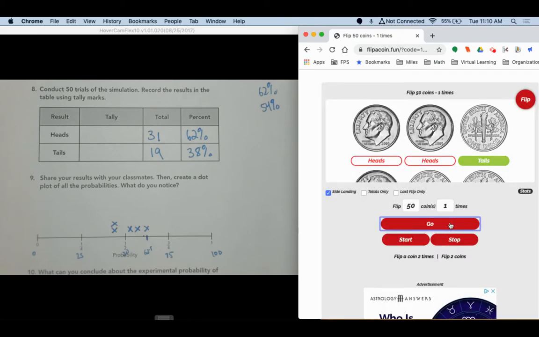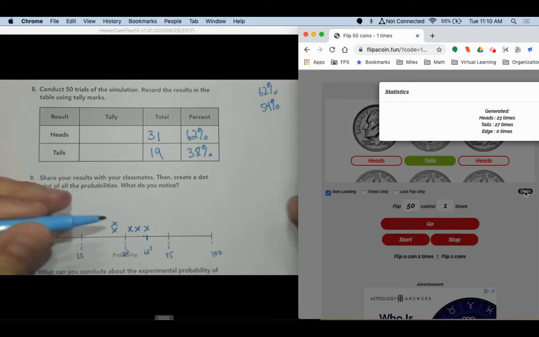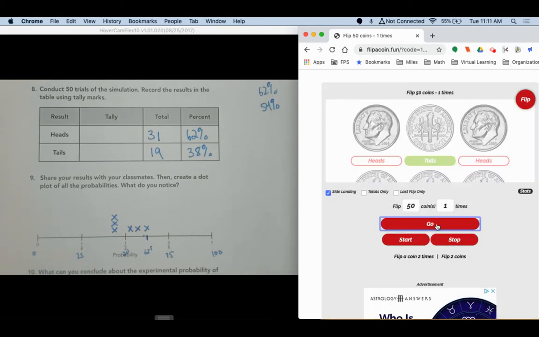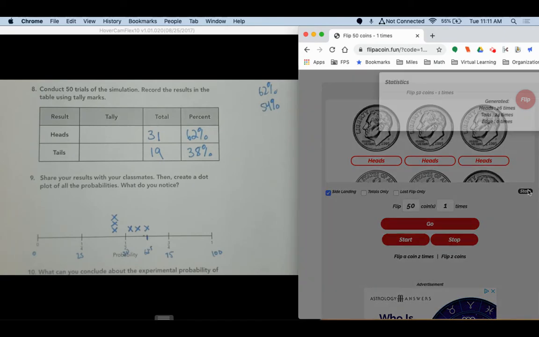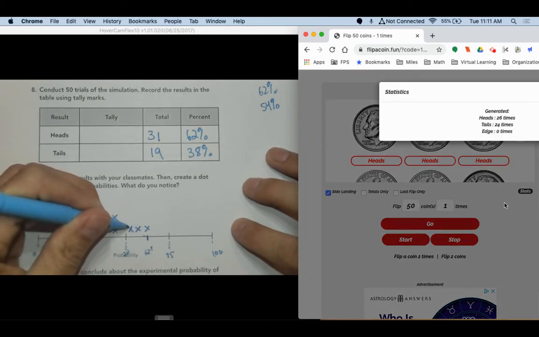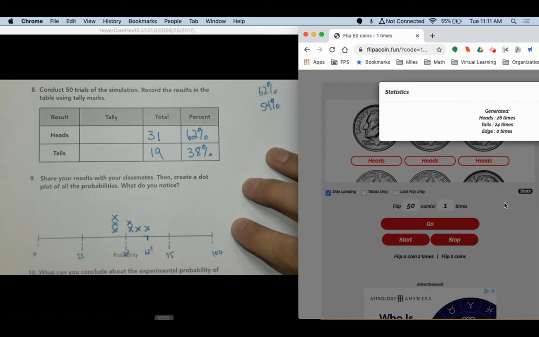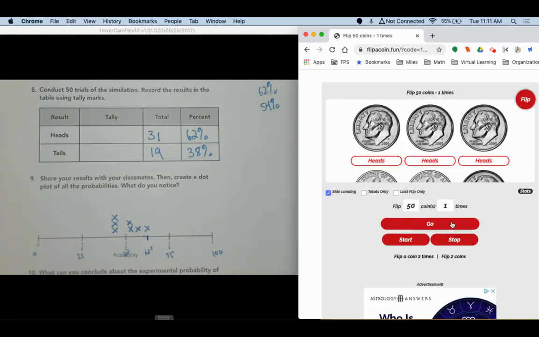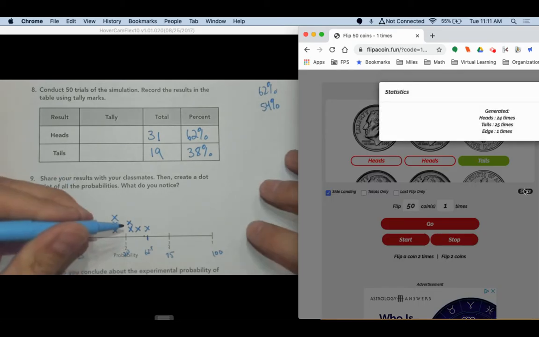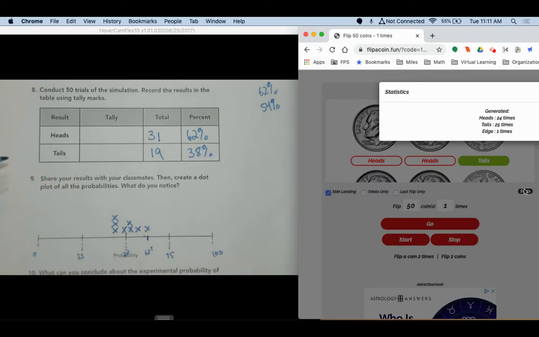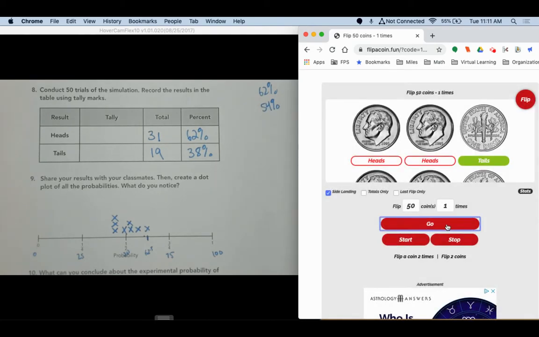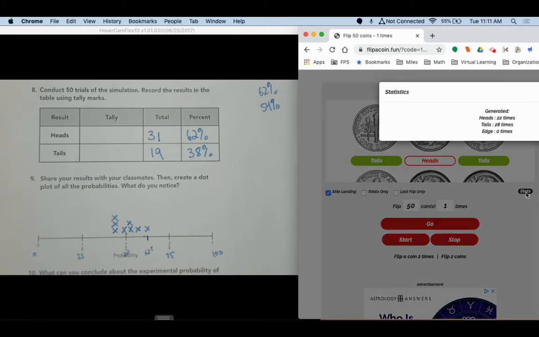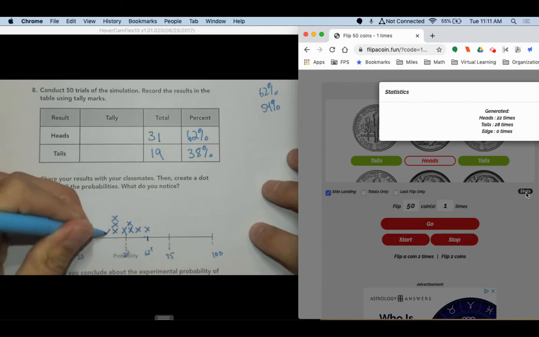What I'm noticing is that this is harder to make a dot plot with, so it might be a little off. 46, which is right about there. 52, which is right about there. The second thing I'm noticing is that a lot of these are closer together, 48, and right in towards the middle. And 22 times, which is 44.